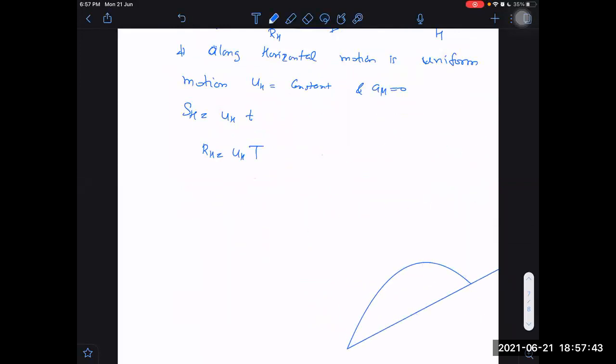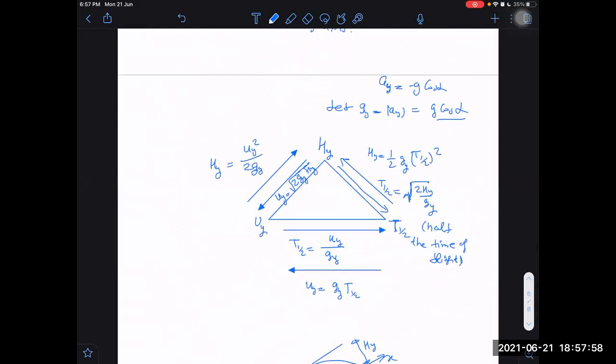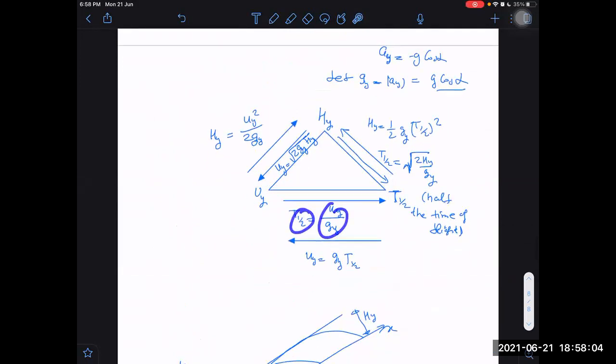What is the time of flight formula? I told you already. 2 uy by gy. Remember, I write HUT. In this, it was uy by gy, but that is half the time. The total time of flight will be double of that.